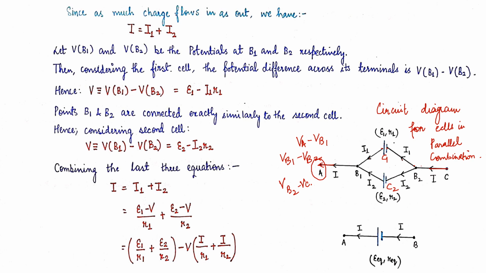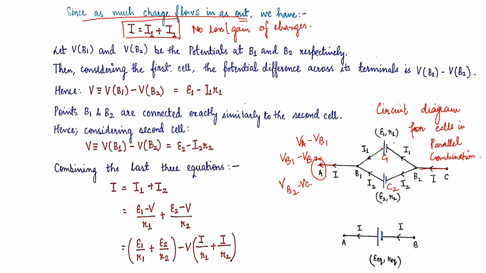How much charge is flowing in is coming out also. Since as much charge flows in as out, we have I equals I1 plus I2. There is no loss or gain of charges, so the current flowing and dividing in the sub-branches will be the same. There will not be any differences.